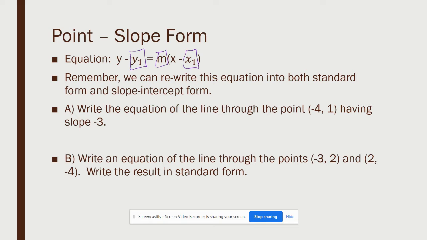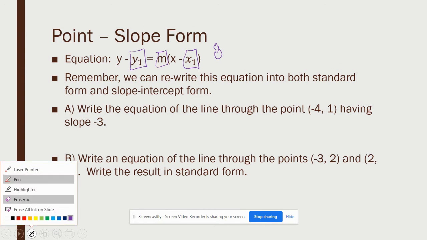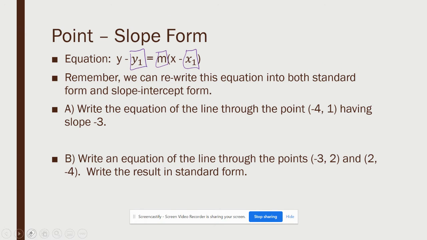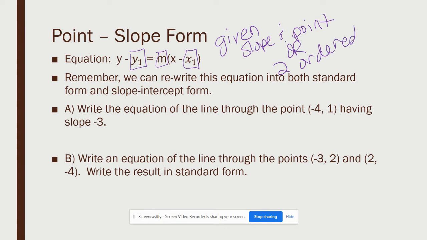We can do this when we've been given slope and a point, or two ordered pairs, because remember, we can find slope from the two ordered pairs and then use either ordered pair to write our equation.